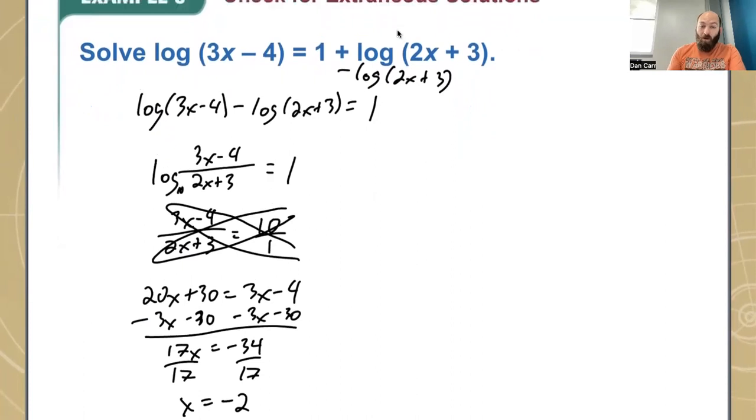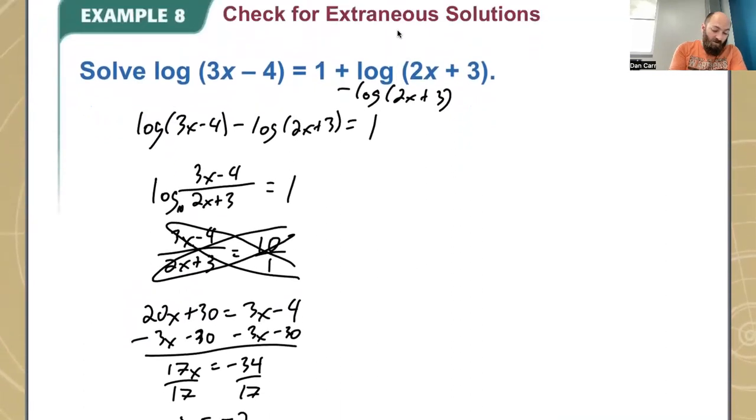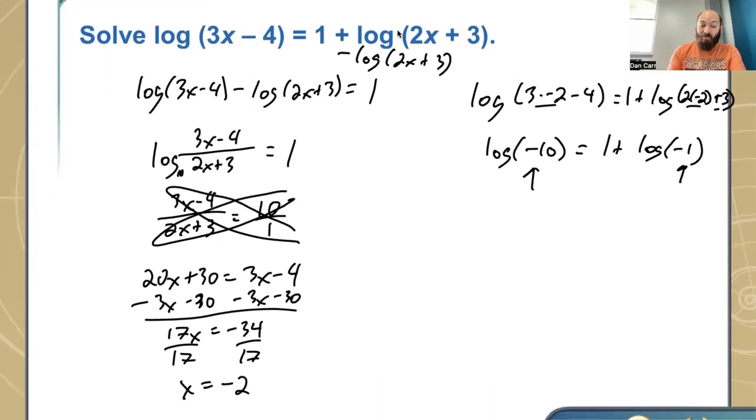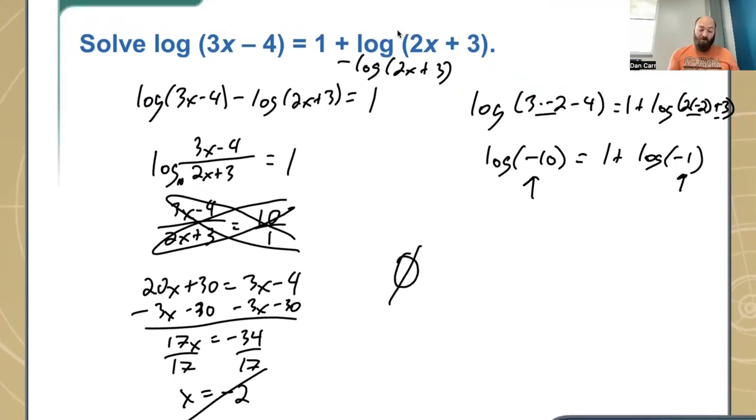Still want to double check for extraneous solutions. If I try to plug it in, log of (3 times negative 2 minus 4) equals 1 plus log of (2 times negative 2 plus 3). I run into a problem here, because that's log of negative 6 minus 4, a negative 10, and 1 plus the log of negative 4 plus 3, a negative 1. In both of these cases, I cannot take the logarithm of a negative. So x equals negative 2 is not an answer, and I have no solution here. Always with logarithms, check for those extraneous solutions. You want to be on the safe side there.